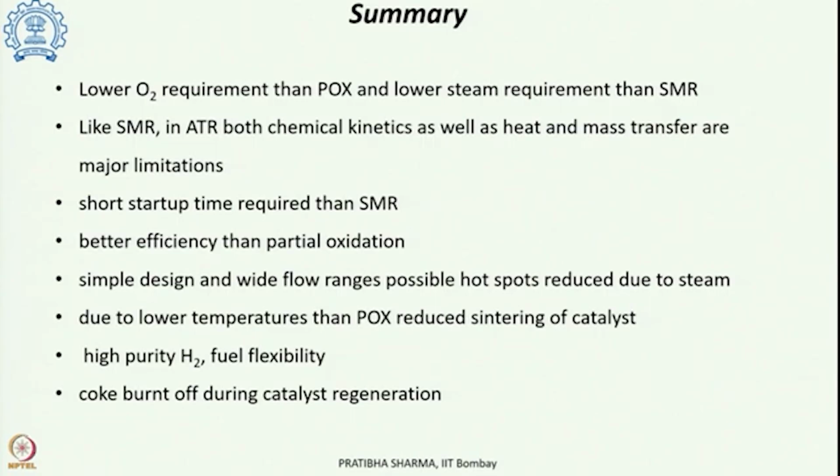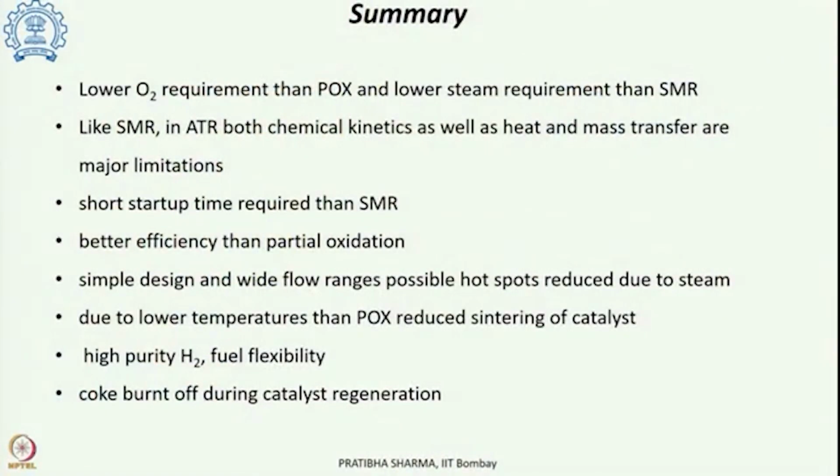To summarize this particular ATR section, let us see what the differences are as against the other two processes. Autothermal reformer, like partial oxidation, requires oxygen if it is to be used for applications wherein pure hydrogen is required, or for the methanol synthesis process where oxygen is used and we do not want the outlet stream to be diluted with nitrogen.